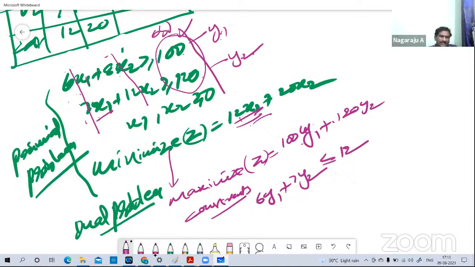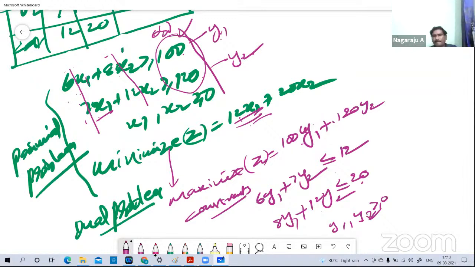Similarly, here 8y1 plus 12y2 less than or equal to. This is x2 only, no? So the x2 coefficient is 20. Next, y1 comma y2 is greater than or equal to 0.